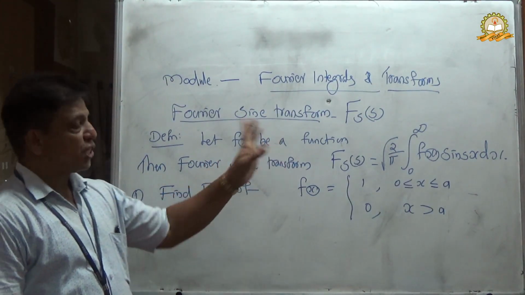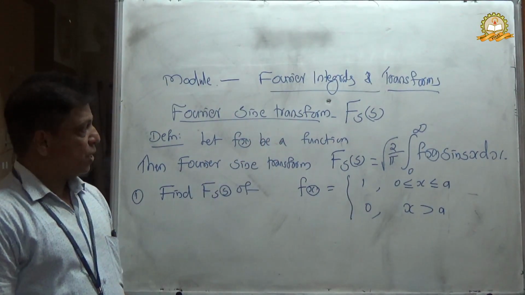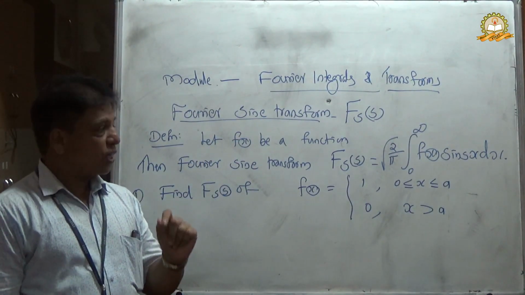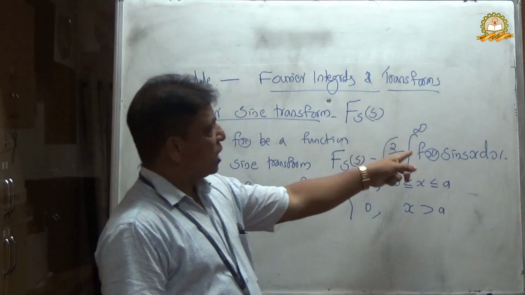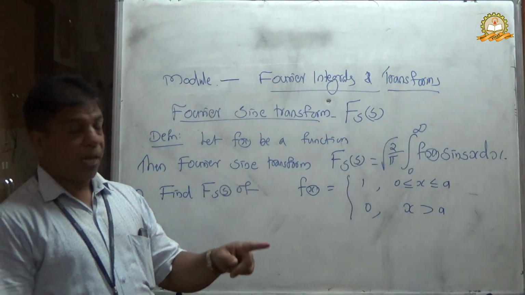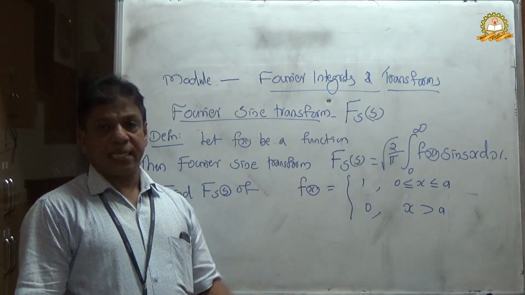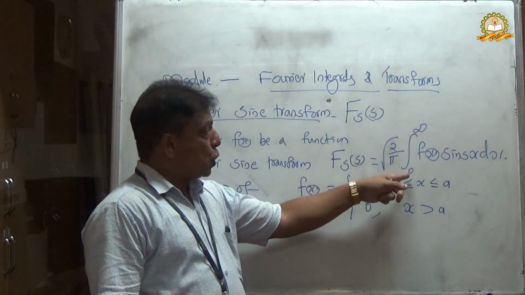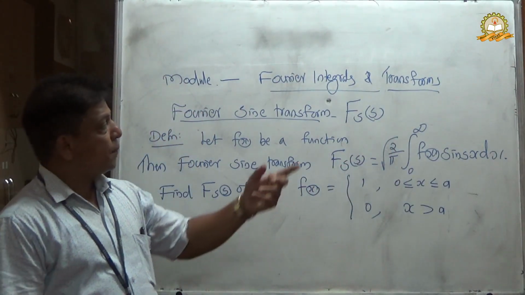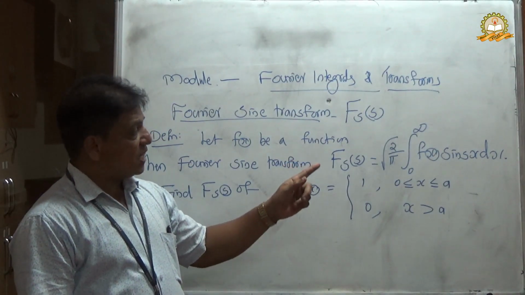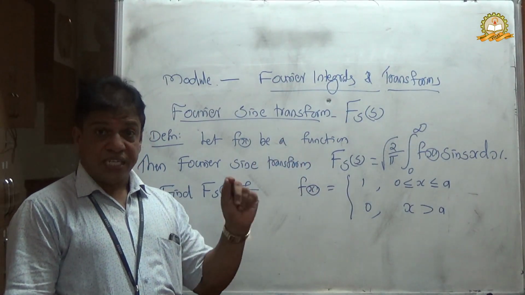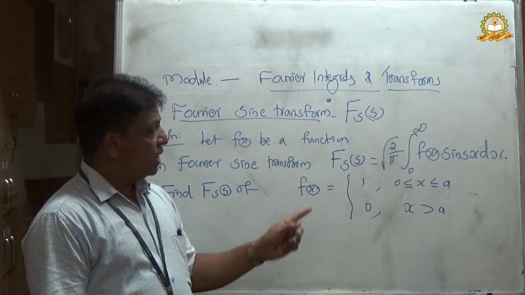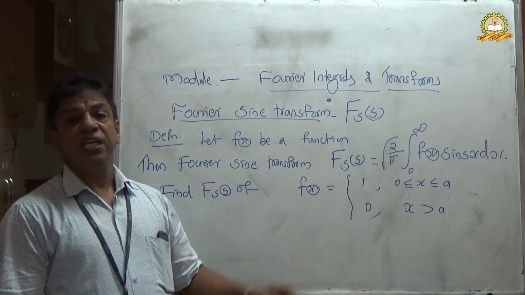Let f of x be a function. We have to find the Fourier transform of the given function f of x. For that, first we multiply this function f of x by sin sx and integrate within the limit 0 to infinity. Lower limit will be 0 and upper limit will be infinity. After integrating and applying the limit, multiply the result by root of 2 by pi. Then we get the Fourier sine transform of the given function.